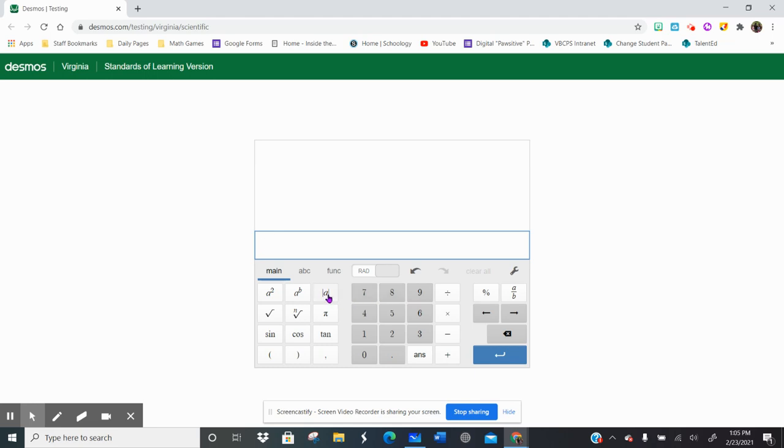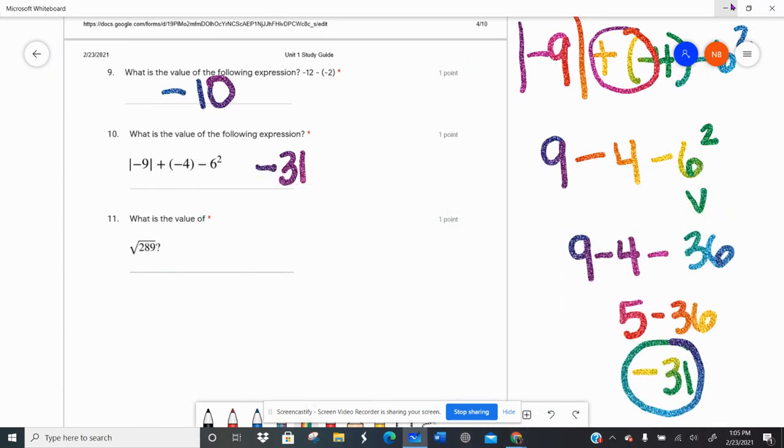When you put in absolute value, you're going to use this key right here, absolute value of -9. You're going to close it out. Minus, parentheses, -4, minus 6². -23, -31. What just happened?